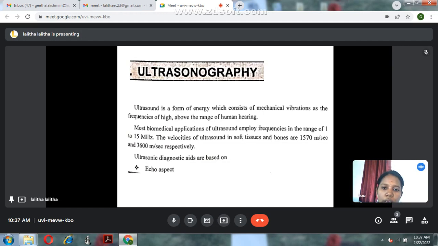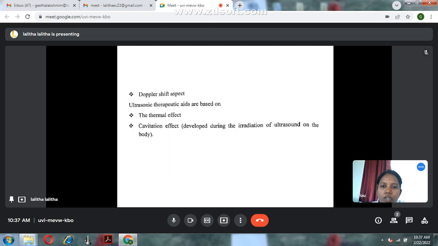So ultrasonic diagnostic aids are based on the echo aspect. Ultrasound is a form of energy which consists of mechanical vibrations above the range of human hearing. The ultrasound diagnostic aids are based on the echo aspect, and here it also consists of the Doppler shift aspect.